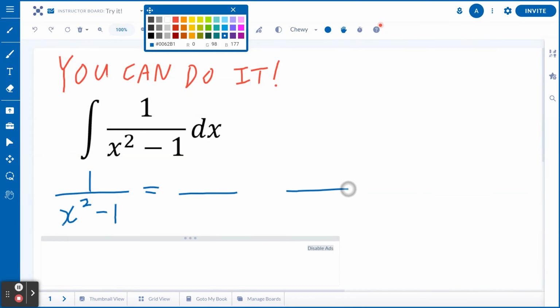So if you look at this carefully, x squared minus 1 could be thought of as x minus 1 times x plus 1, where there are two numerators, a and b. So the goal is you want to solve for a and b. And once you solve for a and b, you can break this apart and work it out accordingly.